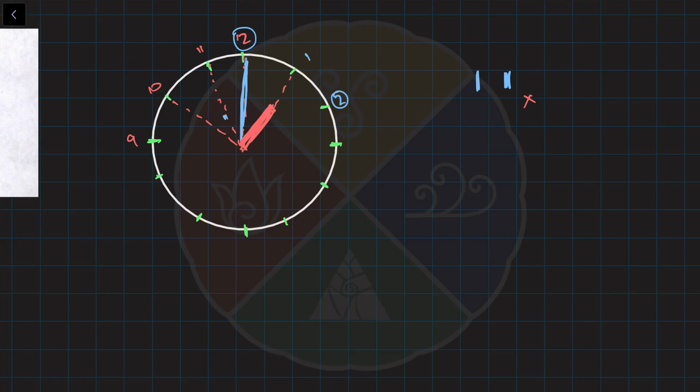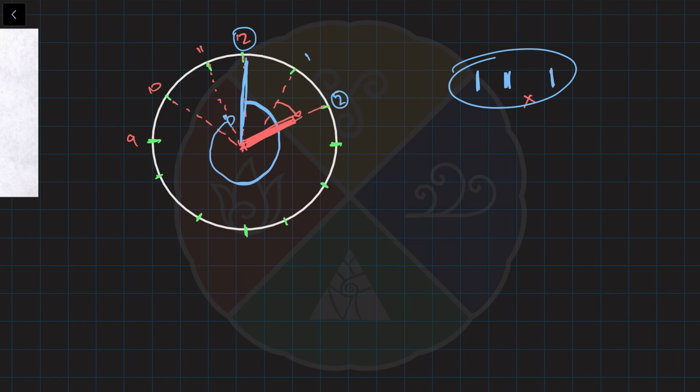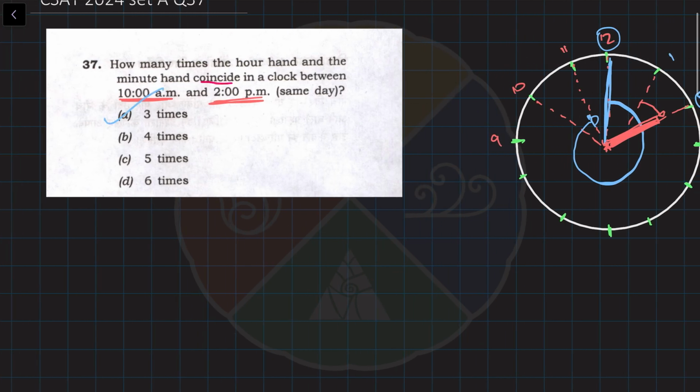And finally, we have to go till 2 o'clock, right? Now the minute hand will go and overtake the hour hand. The hour hand will move from here to here, and the minute hand is completely overtaking that. So one more overtaking. So in total, coinciding is going to happen only 3 times.